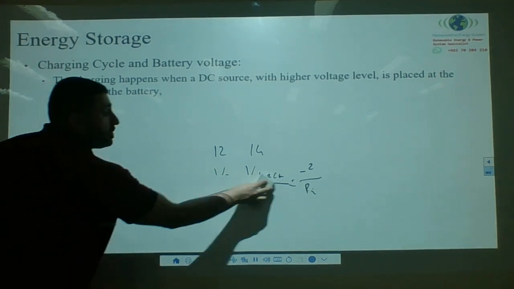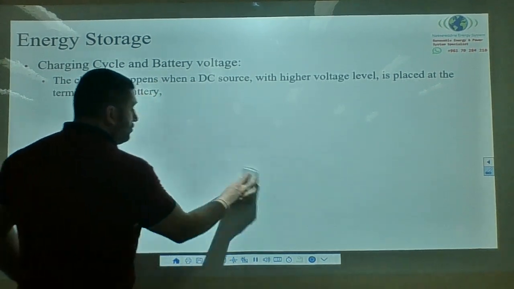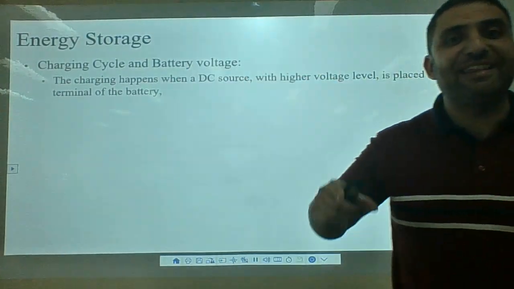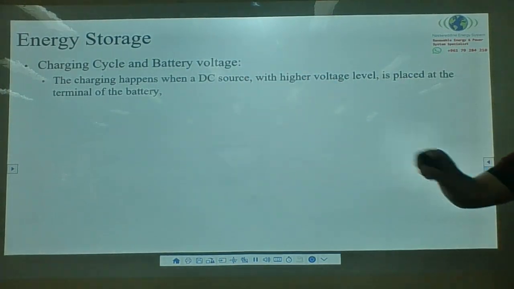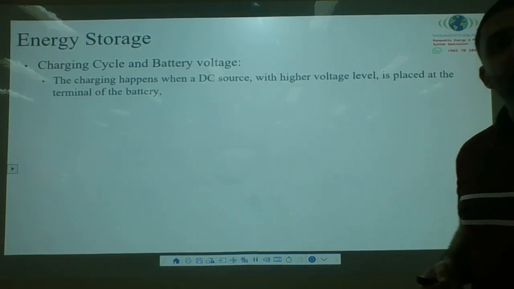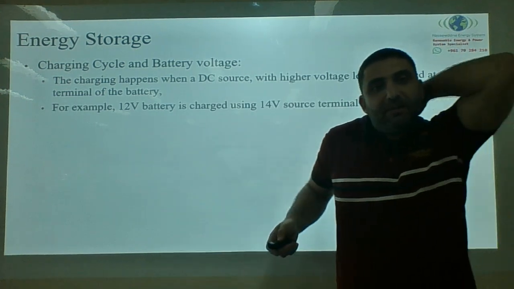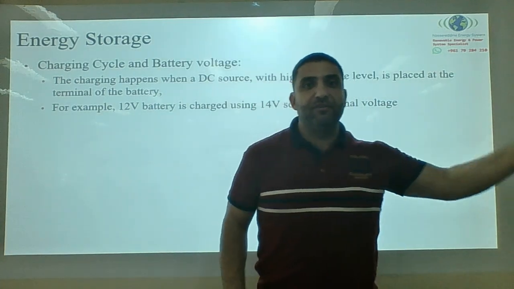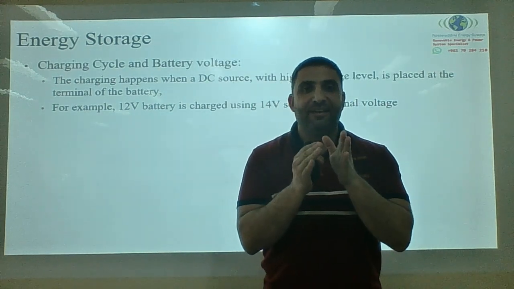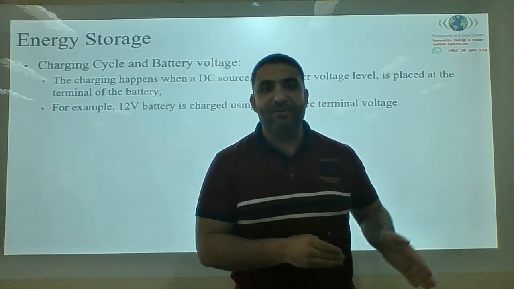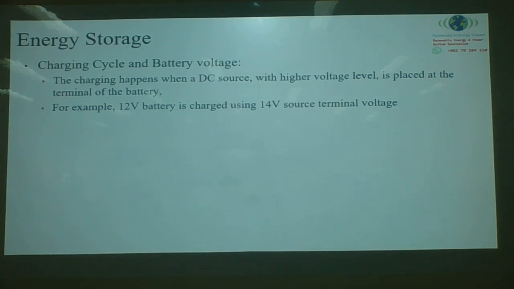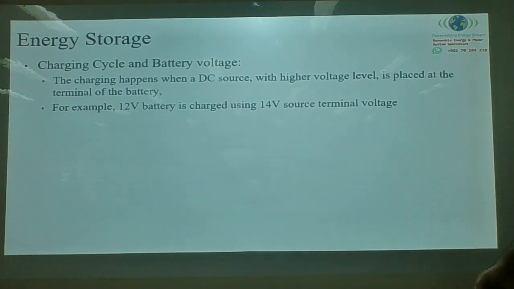So for me to charge my battery, I need to use a higher voltage at the terminal of the battery for it to be charged. Now, how high should it be? Should it be, for example, 12 volt? I put 100 volt to it, 50 volt to it? No, there's a certain limit. If I exceed it, I might damage it. Usually, as a standard for a 12 volt battery, people use 14 volt, 13.8 volt.